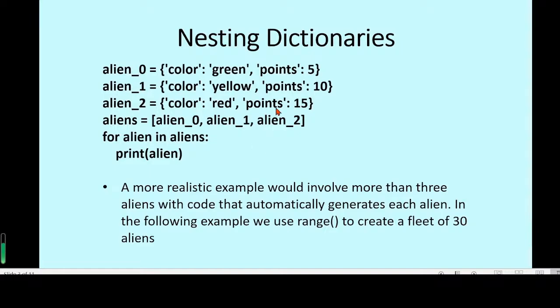So we create 3 aliens with different information, for example, different colors. Then we can store these 3 aliens in a list called aliens. Then next, we can write a for loop, for alien in aliens, print out each alien. Actually, each alien is a dictionary with key-value pairs. A more realistic example will involve more than 3 aliens, with code that automatically generates each alien. So in the following example, we also can use range to create a fleet of 30 aliens.